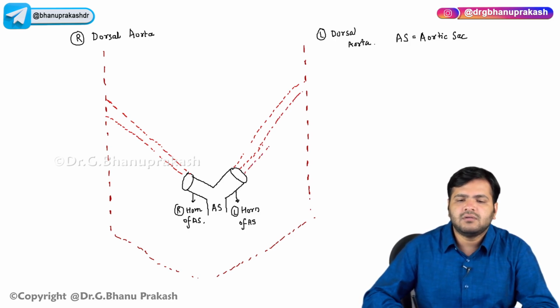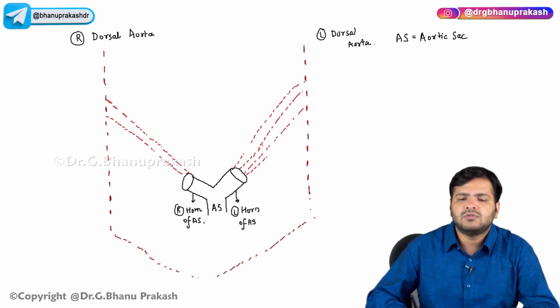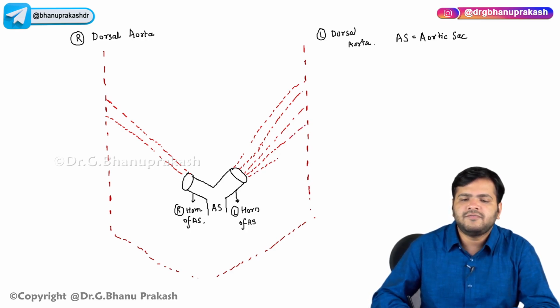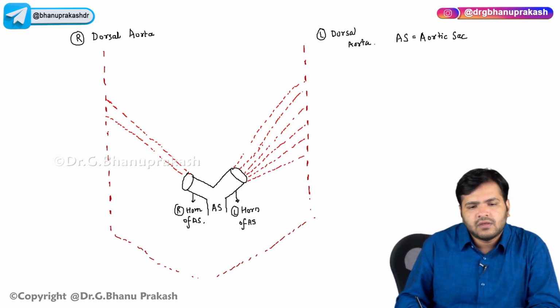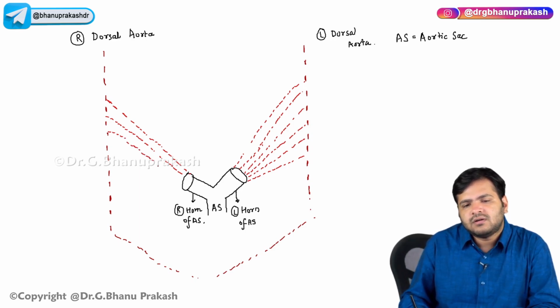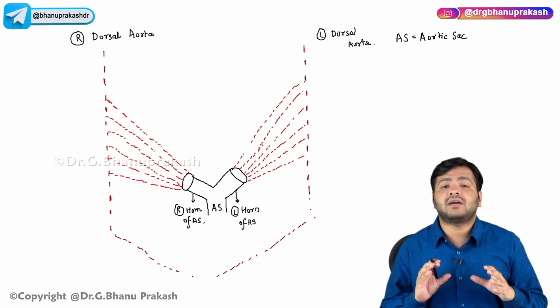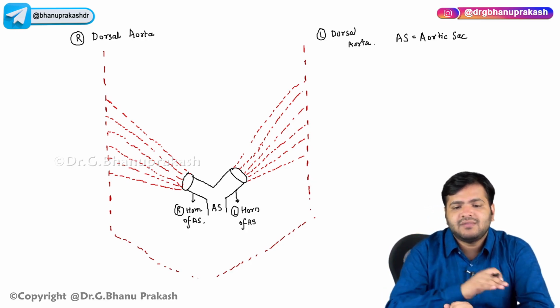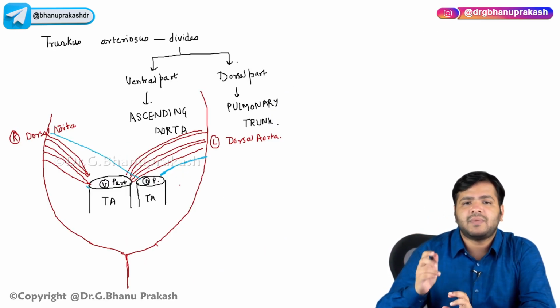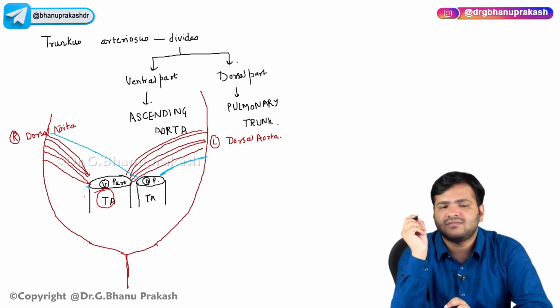Then we have the third, fourth, fifth and sixth. Similarly, on the right hand side also, we have the third pharyngeal artery, the fourth, the fifth and the sixth pharyngeal artery, right? The sixth pharyngeal artery is connecting to the ventral part. So as of now, I have included the right horn and left horn of the aortic sac. This aortic sac is a part of the truncus arteriosus only.